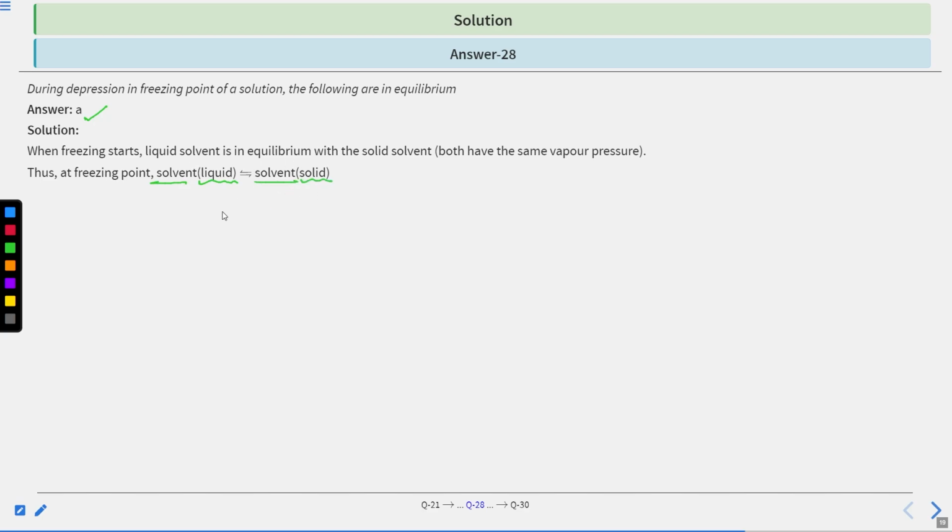Because at the freezing point, the freezing is just starting, right? So both are the solvent, in the same state. Whatever the state will be, the liquid will be in the solid. So they are in equilibrium at the freezing point. So during depression of freezing point of a solution, when the freezing starts, the liquid solvent and the solid solvent are in equilibrium. Hence, option A is the correct answer.